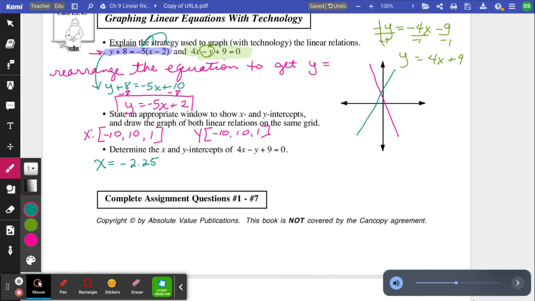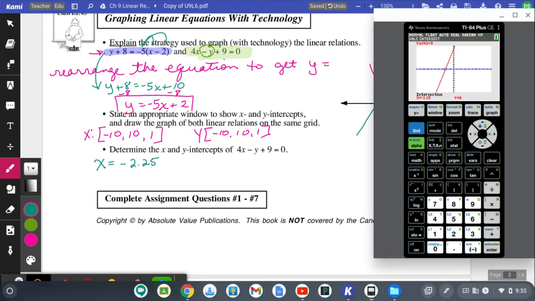All right, how do I find the y-intercept? X is 0. Is there a way for me to type x as 0? How? Trace, 0, enter. Didn't work. Oh, you know why? Because I'm on the other line. Okay, I got to get rid of my y equals 0 line. Get rid of that one. Okay, now try again. Okay, now trace, 0, enter. 9. Yay.